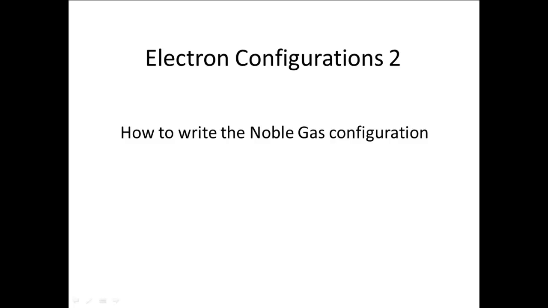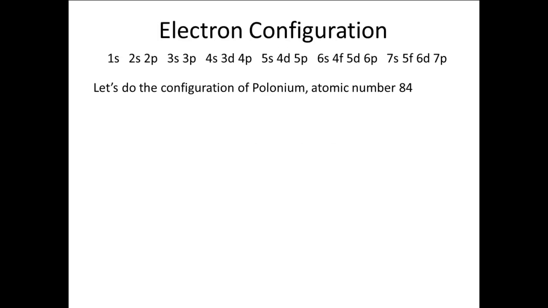Electron Configurations 2. How to write the noble gas configuration. Let's do the configuration of polonium, atomic number 84. We start with the 1s subshell as always.